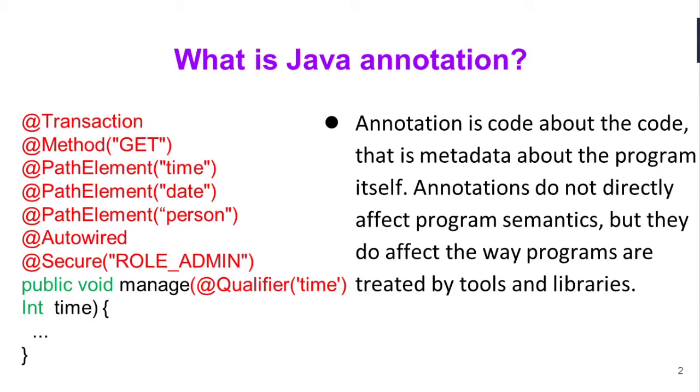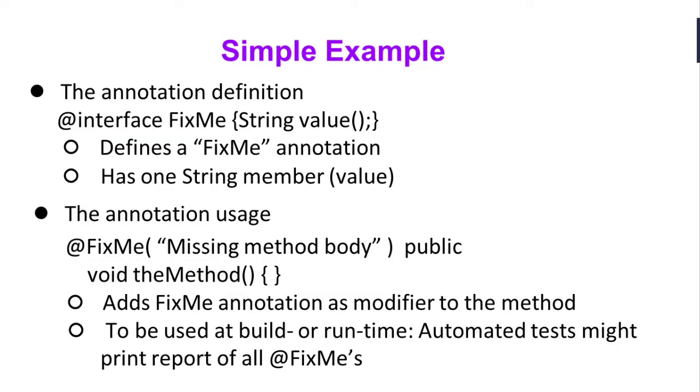So what is Java annotation? In today's Java applications, in particular web applications, we can see a lot of special constructs starting with the @ symbol. This kind of special construct is annotation. Basically speaking, annotation is metadata about the program itself.